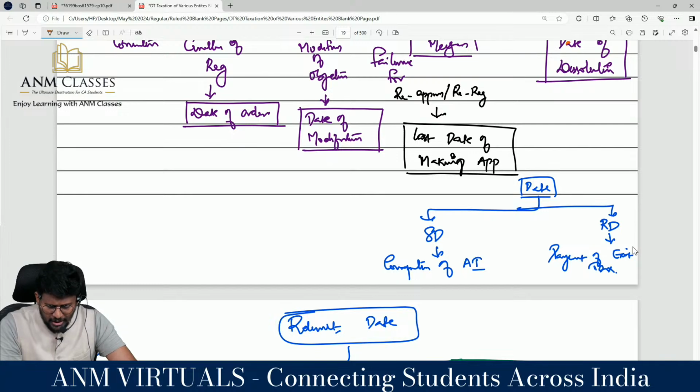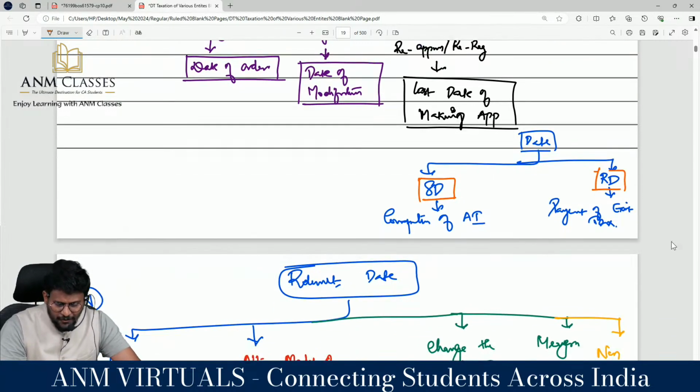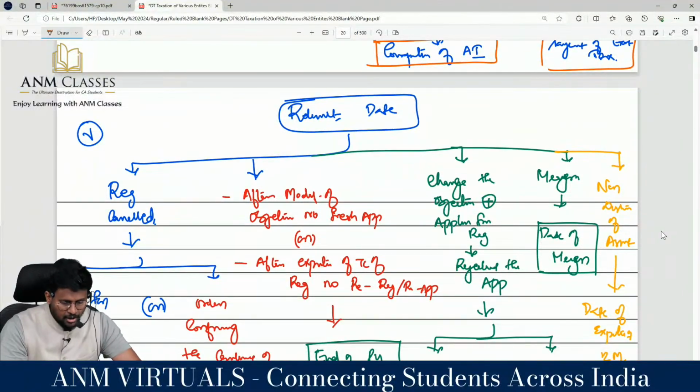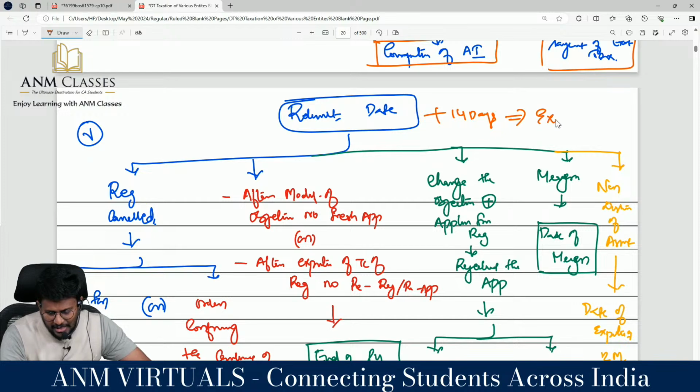So from this we have understood that there are two dates: number one, specified date, and number two, relevant date. Specified date is for computation of accreted income and relevant date is for payment of exit tax. Sir, what is relevant date? From this date, you have to add 14 days of breathing space. Then you are liable to pay the exit tax.